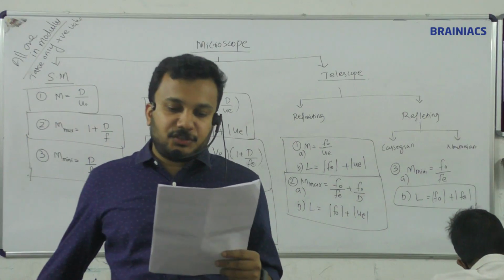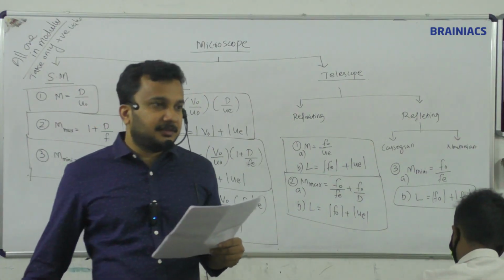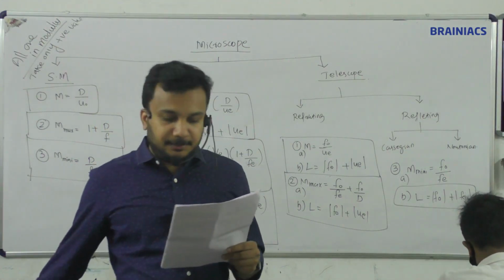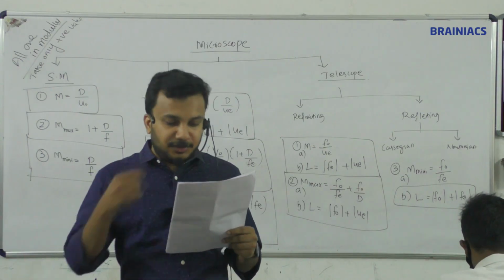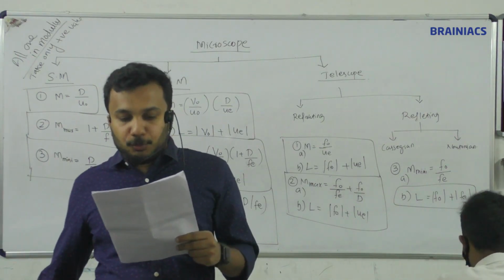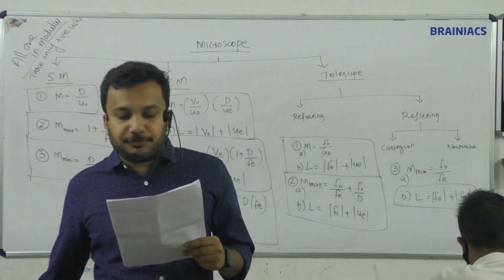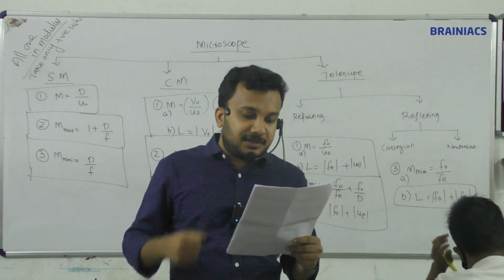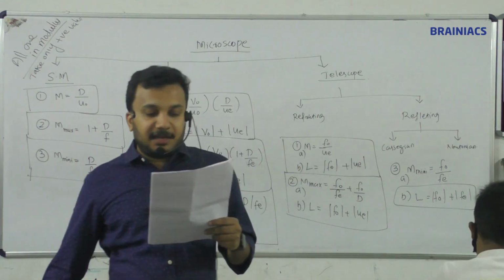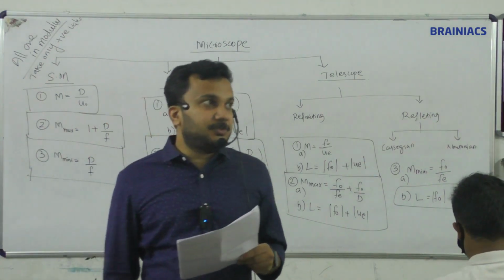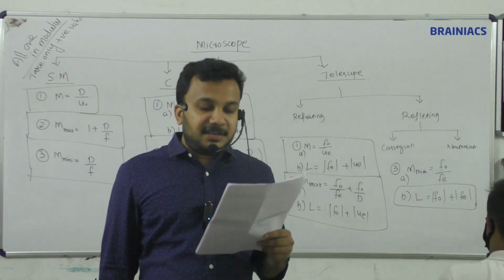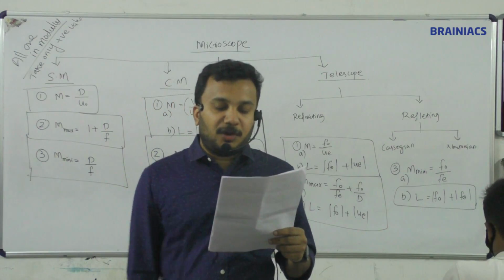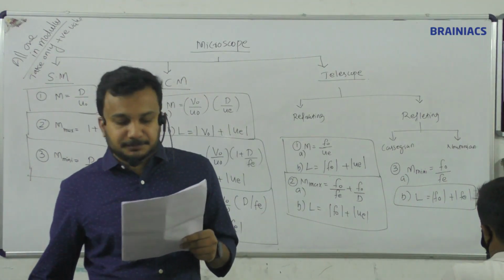Question number 9. A telescope consists of two lenses, focal length 0.3 meter and 3 centimeter respectively. Unit, take care. It is focused on the moon, which subtends an angle of 0.5 degree at the objective. Then the angle subtended at the eye by the final image, which means we have to find beta. Beta by alpha is equal to magnification.